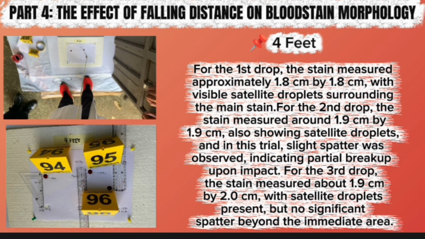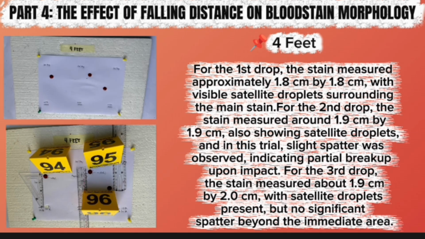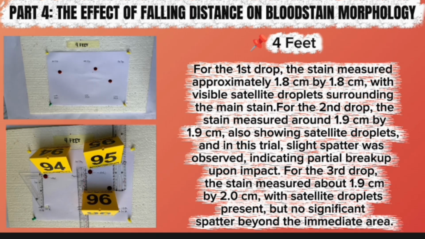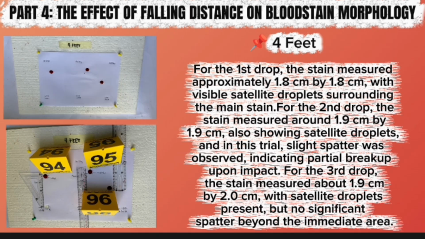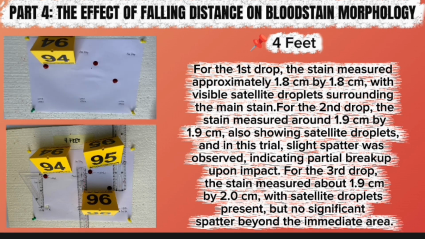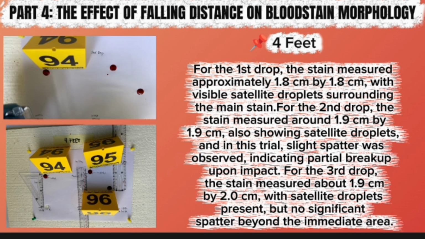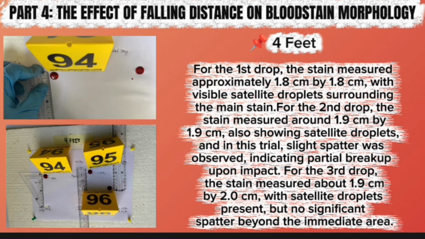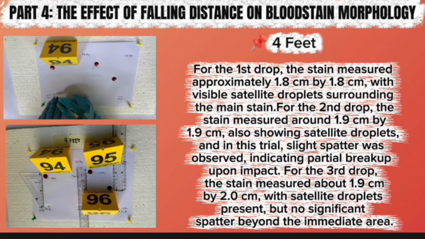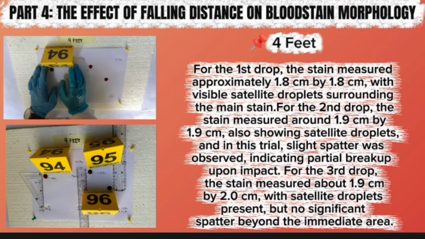4 feet. For the first drop, the stain measured approximately 1.8 cm by 1.8 cm, with visible satellite droplets surrounding the main stain. For the second drop, the stain measured around 1.9 cm by 1.9 cm, also showing satellite droplets, and in this trial, light spatter was observed, indicating partial breakup upon impact. For the third drop, the stain measured about 1.9 cm by 2.0 cm, with satellite droplets present but no significant spatter beyond the immediate area.